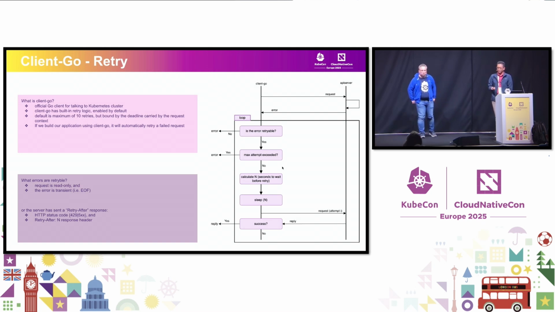So depending on the reply from the server, kubectl may have more steps to do. For example, if kubectl receives a network error and the request is read-only, it may retry the request. Or if kubectl receives a response and the response status code is 429 or 5xx and it has a response header named Retry-After, it will retry. So client-go basically is the official client for talking to Kubernetes clusters, and it has this retry logic built into it. And if we build our application using client-go, our application will automatically retry on our behalf.